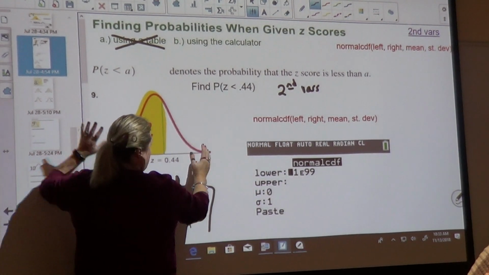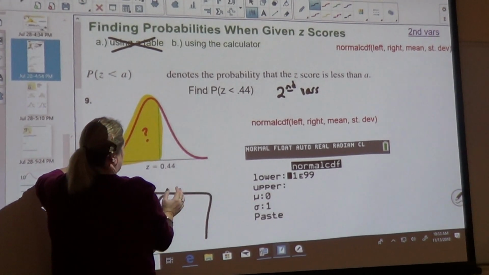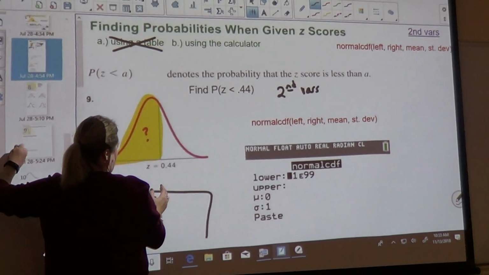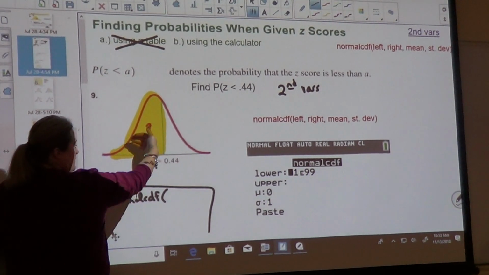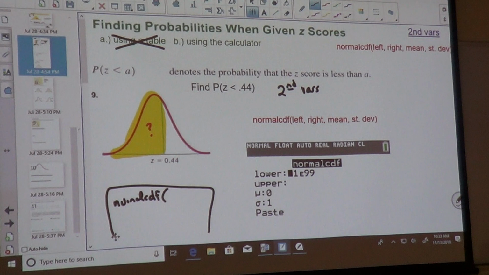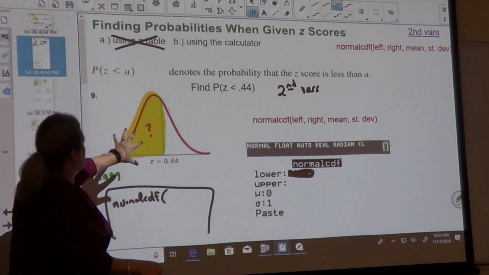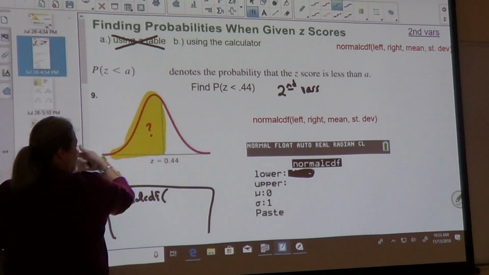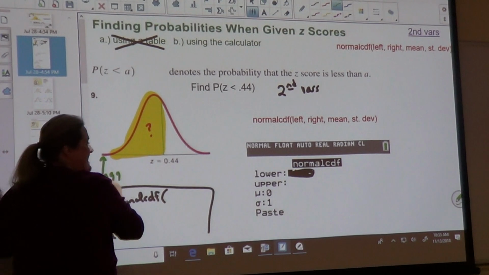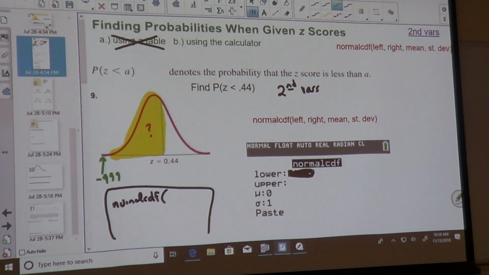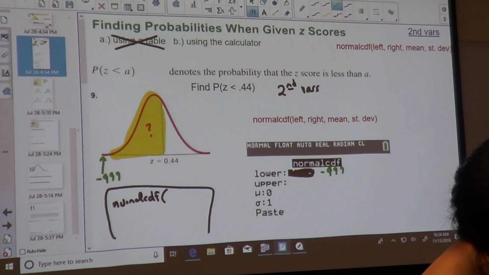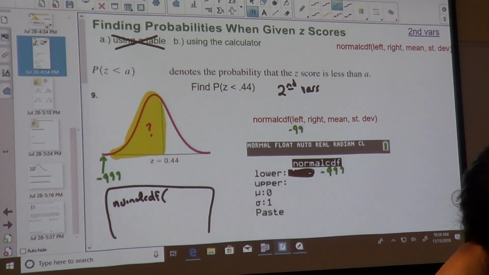When I look at this, your left shading is where I stop shading on my left. And do you see that this goes forever? So your left shading, don't look at what I have right there. Your left shading is going to be negative 999. So if it's going to infinity, we use 999. But because it's going towards the negative direction, we use negative 999. So your left is going to be negative 999. That's your left. Now, your right.